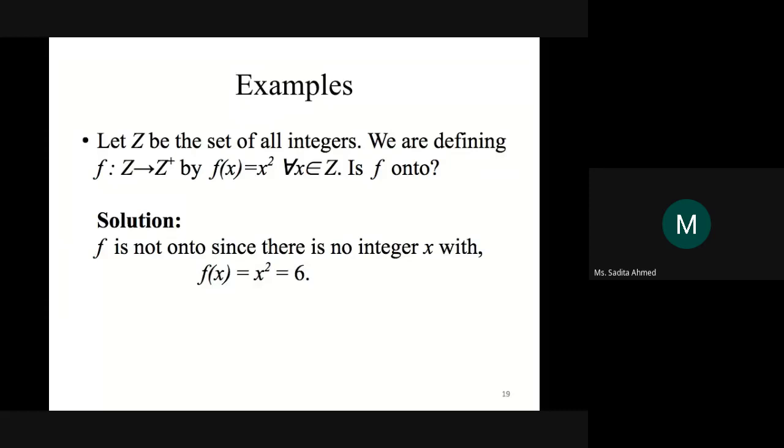R to R plus. Would it be a function even before you answer the question whether it's onto or not? For R to R plus, it won't be a function. 0 won't be mapped. Every element from the domain must be mapped. So 0 won't be mapped at all, so it won't be a function. So yeah, good example there.